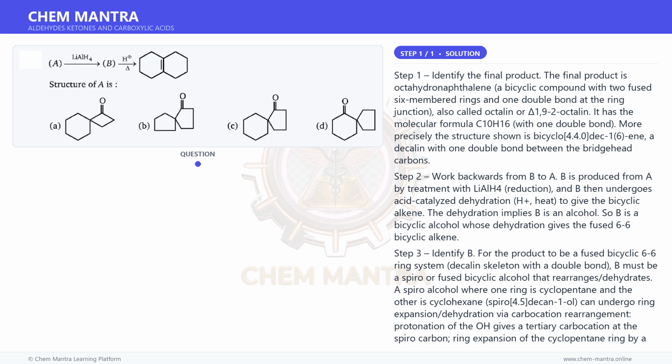Step 6. Eliminate other options. A. 1-acetylcyclohexane is a monocyclic substrate and cannot directly give a bicyclic product without additional ring formation. B. Spiro[4.4]nonan-1-one has 2 cyclopentane rings. Ring expansion would give a 5+6 fused system, but the carbon count, 9 carbons total, is insufficient for decalin, 10 carbons. C. Has a cyclobutane ring. Ring expansion from cyclobutane under these conditions and carbon count do not match the decalin skeleton.